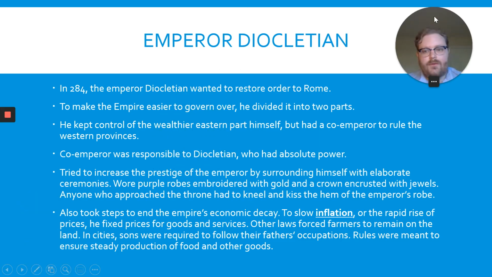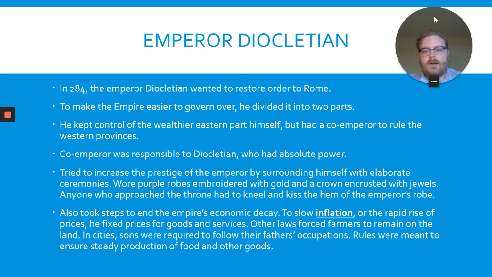So in 284, the Emperor Diocletian wanted to restore order to Rome. Remember, there had been some problems up until this point. There was a period of time where emperors were dying all the time. This was a very unstable time in the history of the Roman Empire. And to make the Roman Empire easier to govern, he divided it into two parts. I talked about this a little bit yesterday.